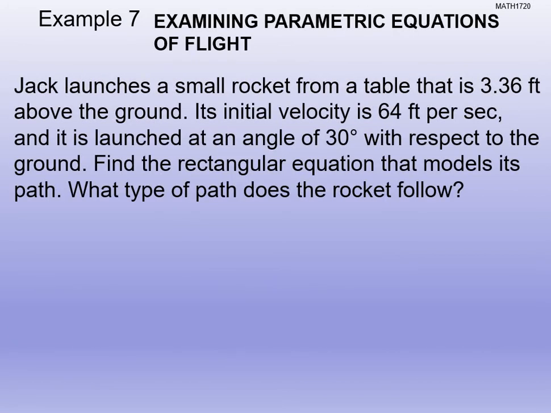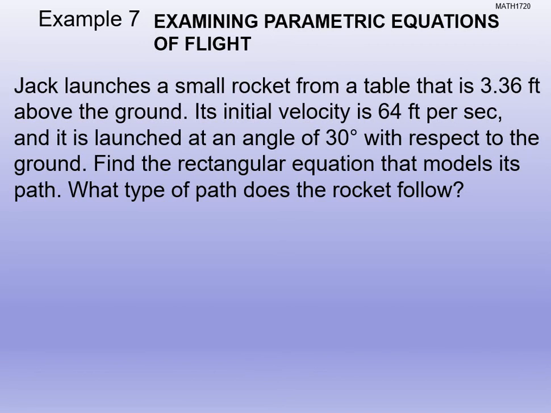All right, let's do another example here. Jack launches a small rocket from a table that's approximately 3.36 feet above the ground. Now we have an h. We're going back to those first couple equations. Its initial velocity is 64 feet per second. And it's launched at an angle of 30 degrees. So now good, we got everything. We got velocity, we got height, we have the angle. We want to find the rectangular equation that models this path.